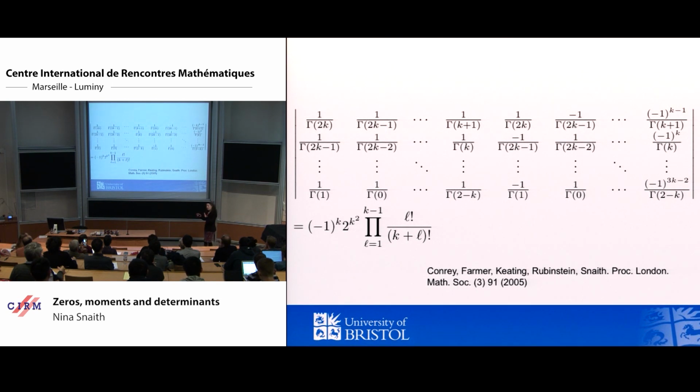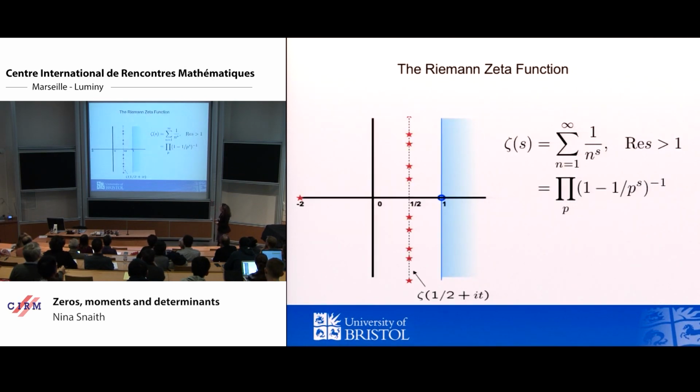I love these calculations where you boil a huge calculation down to a nice determinant with a nice structure. But I know that not everyone here is as enamored with determinants as I am, so I won't just work through these. I'll give you some motivation as to why we want to study these. The motivation comes from number theory.